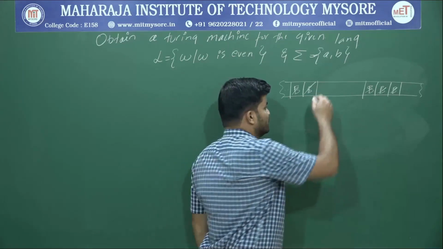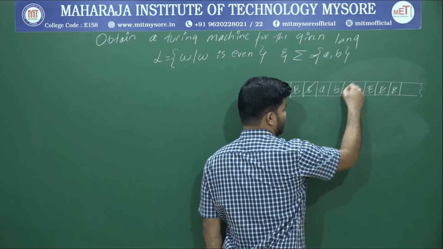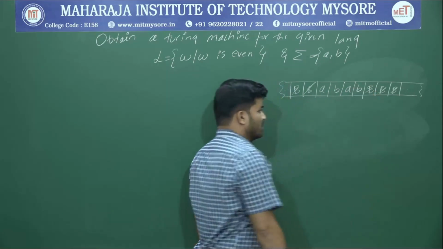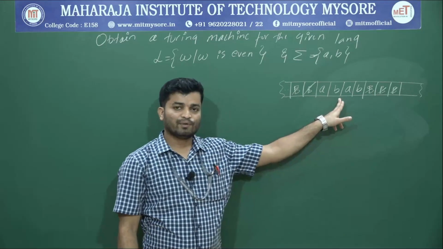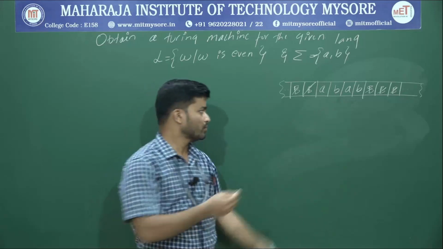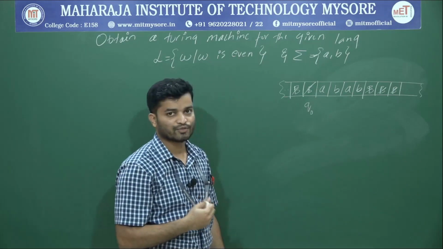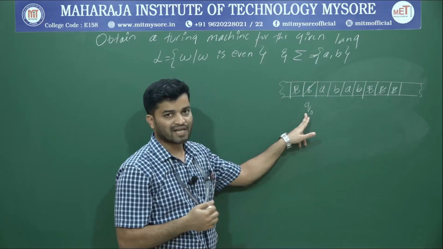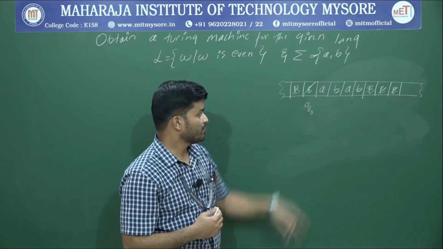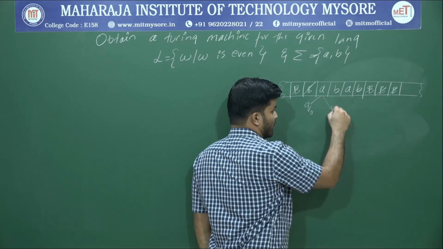Within this finite length we are going to take our input. Assume the input is a, b, a, b. Now how to write that logic? We'll take the states as Q. Q0 is our start state. Q0 upon a will take a transition to Q1.